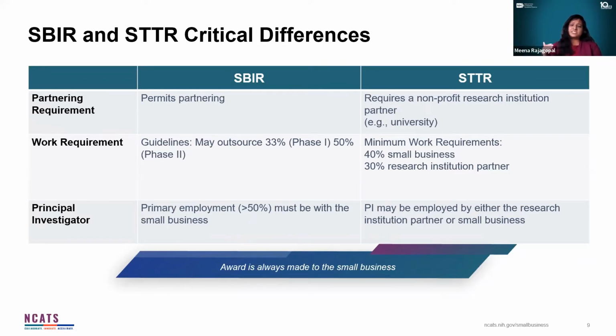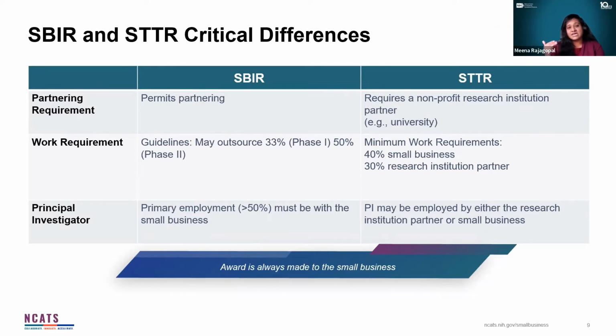And the next difference comes with the primary employment of the principal investigator. Under the SBIR program, the primary employment for the principal investigator has to be with the small business. However, there is some flexibility under the STTR program. The primary employment of the principal investigator can be either with the small business or the nonprofit research institute.